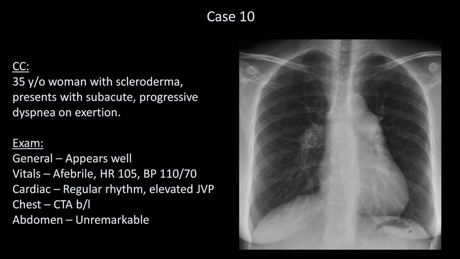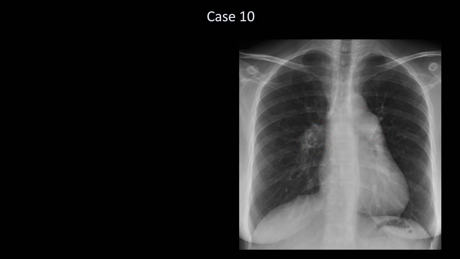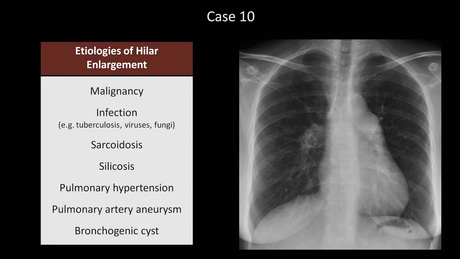In this case, while the heart itself looks okay, there's a little fullness to both hila. What are the etiologies of hilar enlargement? These are the major causes: malignancy, various infections, sarcoidosis, silicosis, pulmonary hypertension, a pulmonary artery aneurysm, and a bronchogenic cyst. Which of these seem particularly likely in this 35-year-old woman with scleroderma?